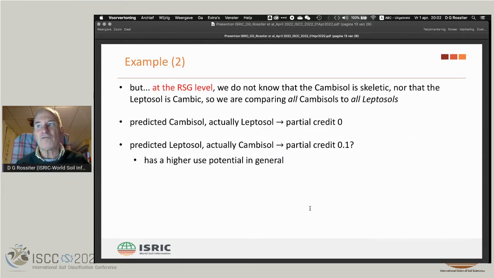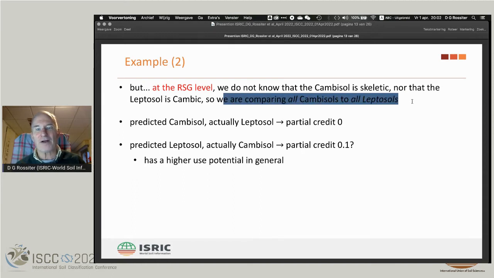But if we now have to work at the RSG level, this is not going to be good because we don't know that the cambisol is skeletic. We don't know the leptosol is cambic. So in this case, we are comparing all the cambisols to all the leptosols. And here we're going to have to give a lower credit.